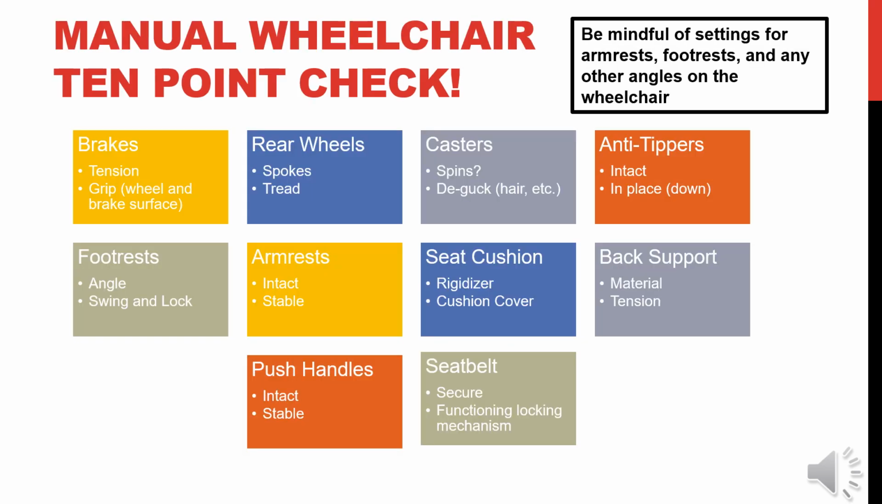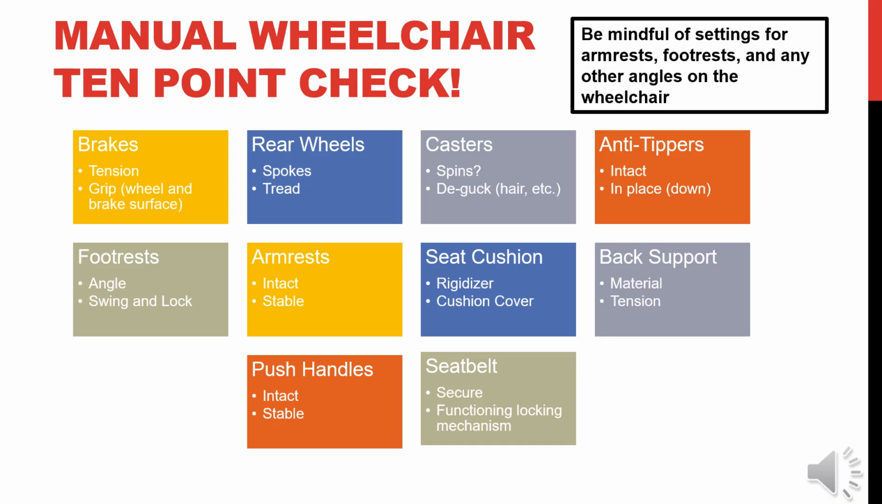Mobility devices should be checked regularly for maintenance and may require repair or upkeep to ensure optimal safety. When checking a wheelchair for regular maintenance, you may refer to the following 10-point check. Check the brakes for tension and grip. Inspect the rear wheels, make sure the tread is intact, and ensure that the spokes are intact as well.